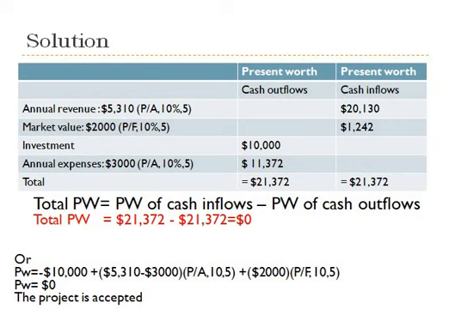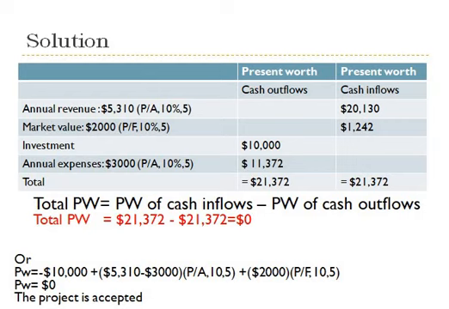I just tabulated the values here. So I said that I have annual revenues of 5,310. What will be the present value of this annual revenue? P equals A into P knowing A, i, N. So that's why I multiplied the 5,310 by the P knowing A factor at 10% and 5 years.